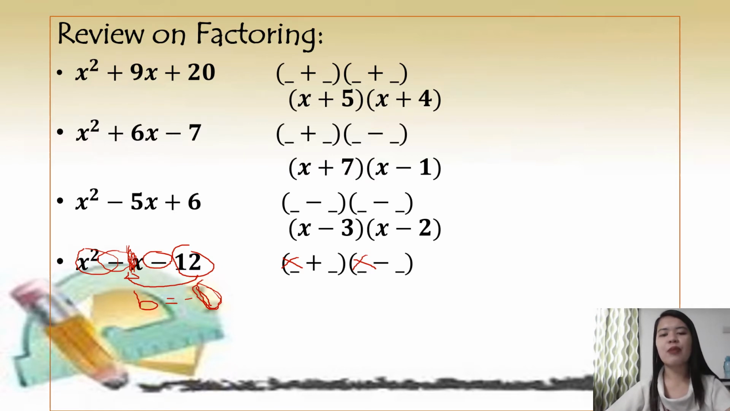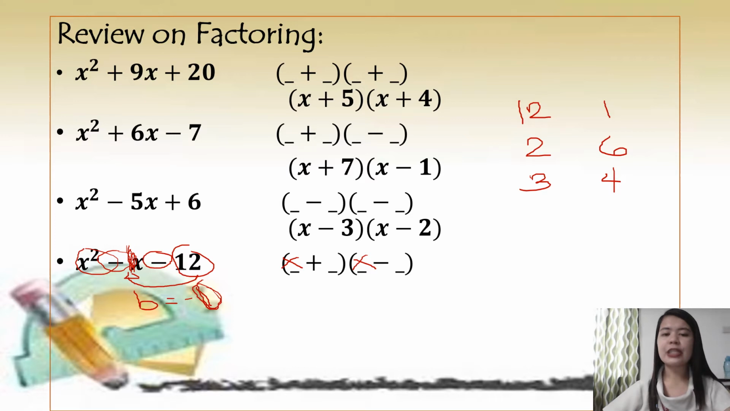The factors of 12 are 12 and 1, 2 and 6, and 3 and 4. Which of these factors, when subtracted from each other, gives a result of 1?